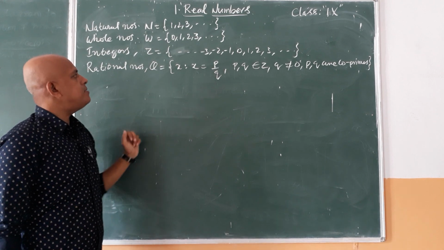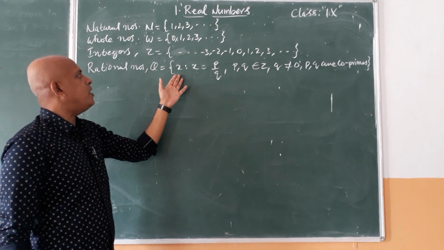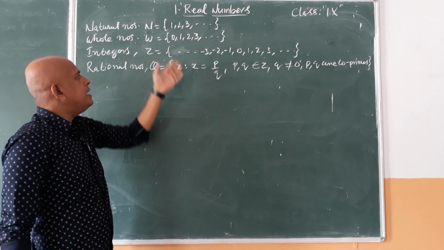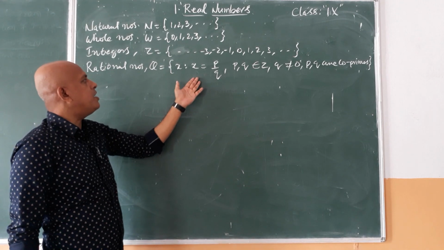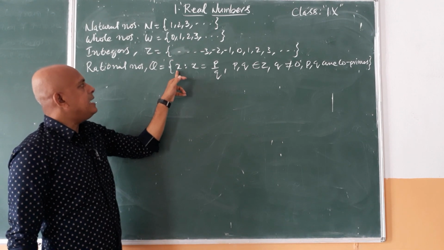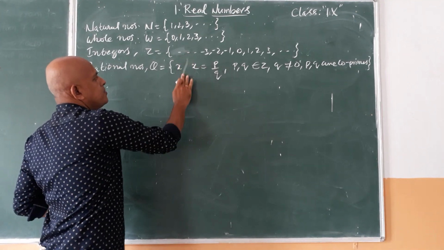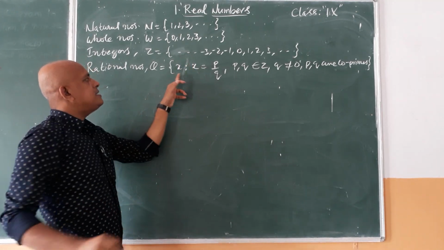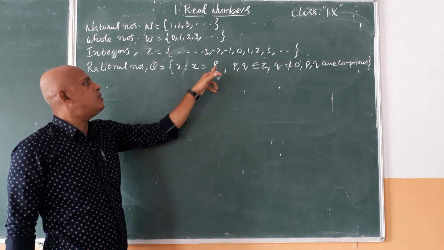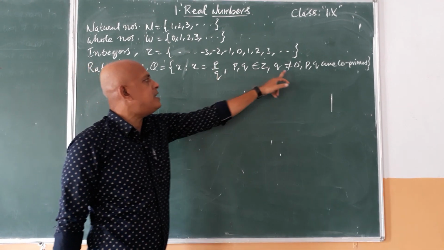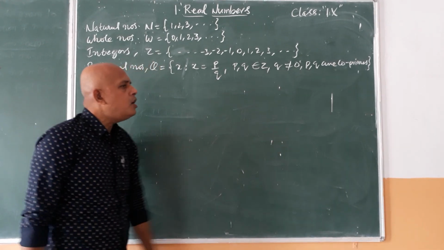numbers. These rational numbers can be defined in another form, set form. The roster form we learned in 10th class, and here this form is called the set builder form. Q is defined as x such that, sometimes you can take a slash or a colon, both are correct. Q is defined as x such that x is equal to p by q, where p and q belong to integers, q denominator is not equal to 0, and p and q are co-primes.